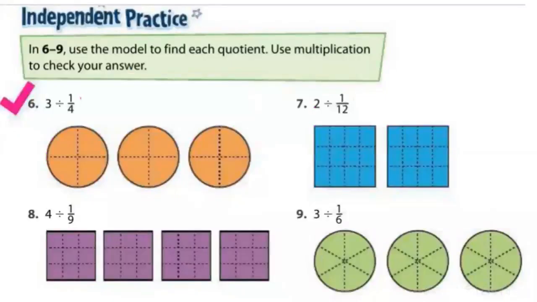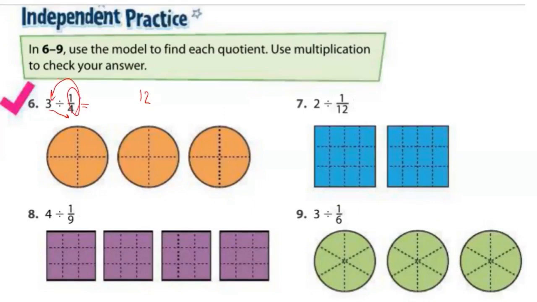Okay, everybody, we are in the independent practice, another section on the same page. In 6 to 9, use a model to find each quotient. Use multiplication to check your answer. As I told you, you can directly multiply the whole number by the denominator to get the answer: 3 by 4 equals 12. And when we say 3 divided by 1 quarter, it is the same as asking how many quarters are there in 3 wholes.